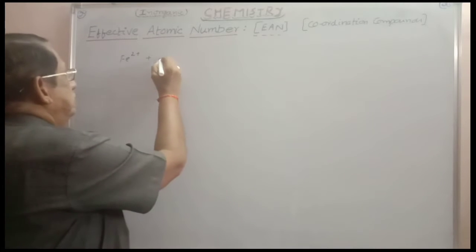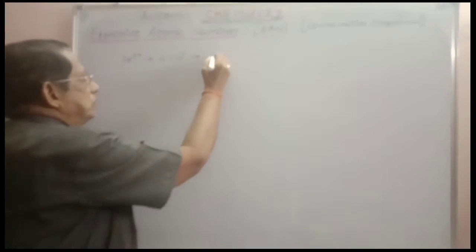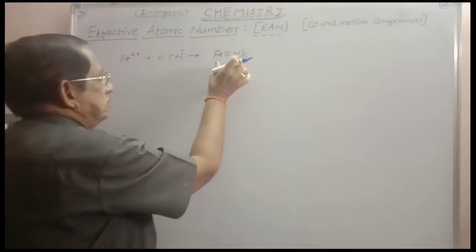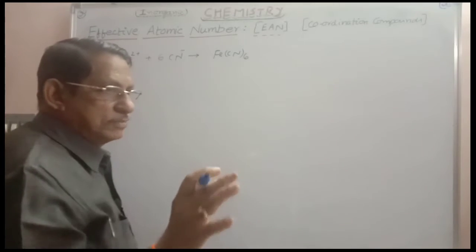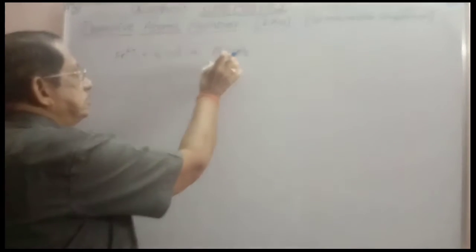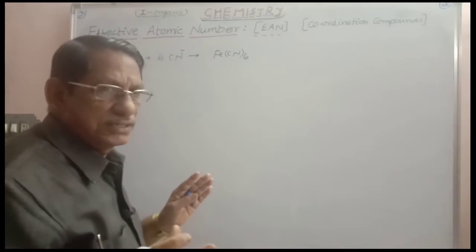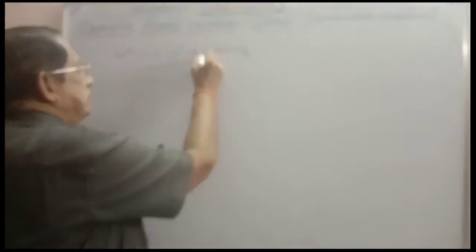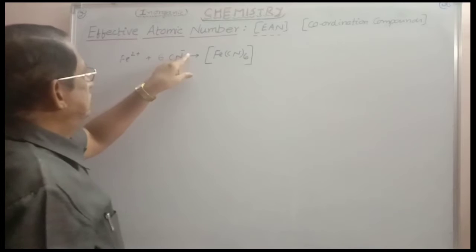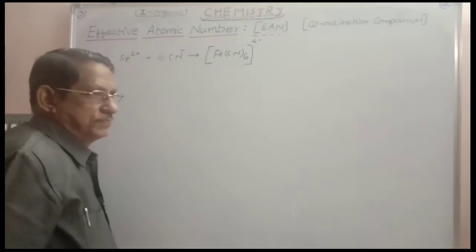And here ferrous ion is able to combine with 6 cyanide ions, giving you [Fe(CN)6]. This is an entity. There is no separation of ferrous ion and cyanide ion after combination of these two. And this is the entity which is called complex ion, and that complex ion is represented in square brackets according to Werner's theory. What is the charge here? Plus 2 minus 6 is equal to minus 4, and so this is 4 minus. This is the complex ion.